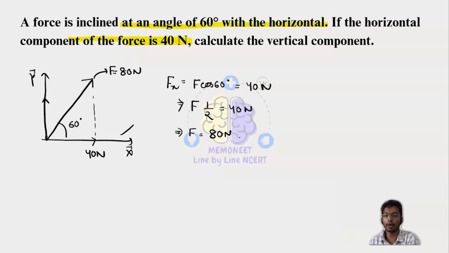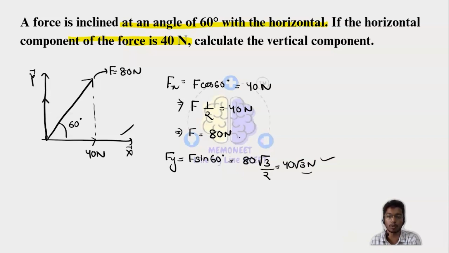So we need to find out the vertical component. Fy is equal to F sin 60 degrees, that is equal to 80 into sin 60, which is root 3 by 2. So this is equal to 40 root 3 Newton. So our answer is 40 root 3.